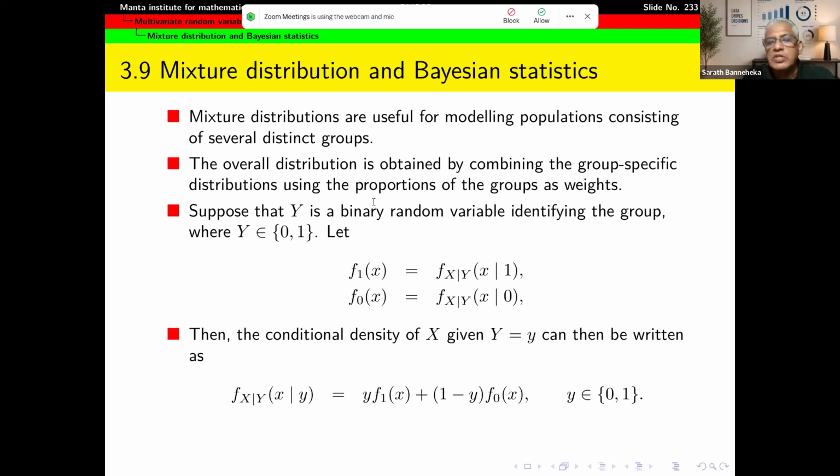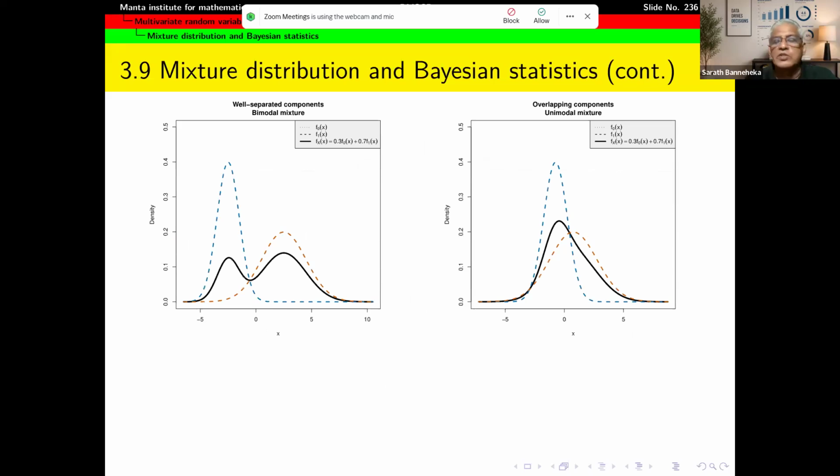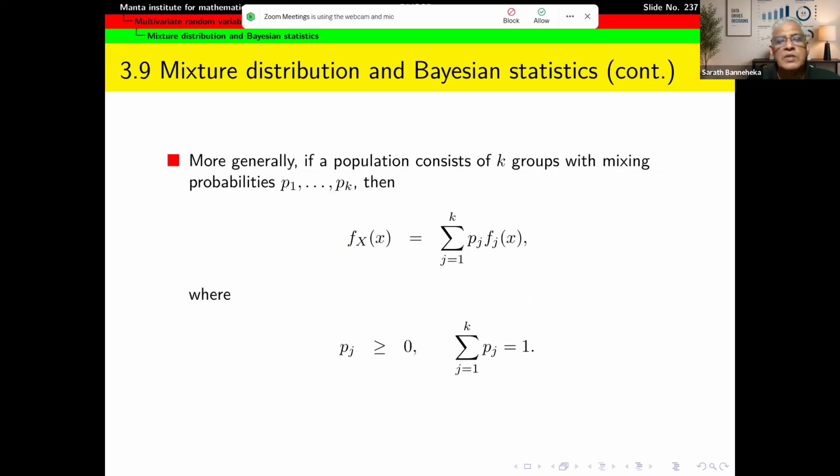We started with the definition of mixture distributions. And I explained the meaning of a mixture distribution and how a mixture distribution can have several modes or still a single mode, depending on how separated the individual distributions are. That is one thing that we discussed.